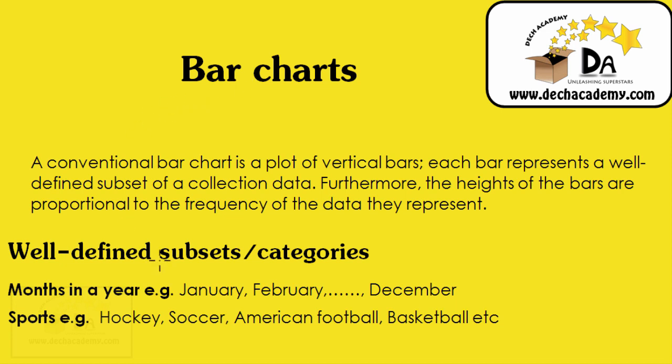So by well-defined subset or categories, this is what I mean. Imagine you have a category representing the months in a year. Members of that category are months like January, February, up until December. Another category could be sports. Someone could be carrying out a survey to find out the favorite sport of a certain group of people, and you could give them options such as hockey, soccer, American football, basketball. So these are all categories.